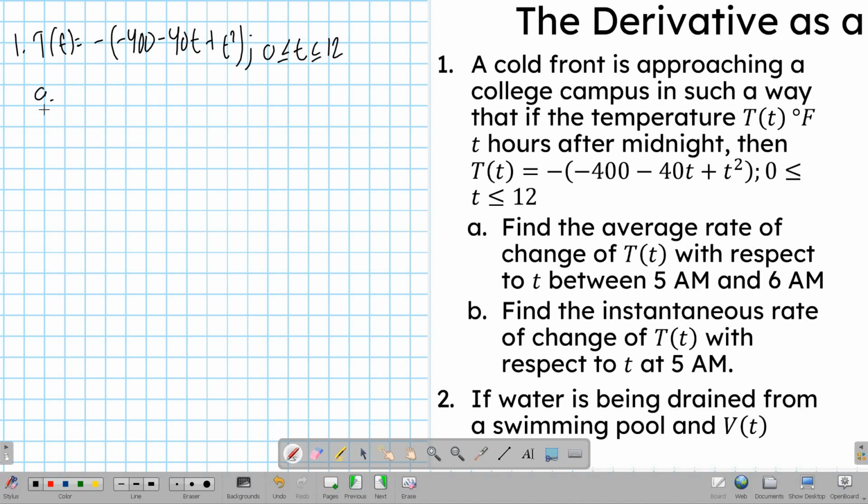So for letter A, we're asked to find the average rate of change of T of t with respect to t between 5 a.m. and 6 a.m. So we're looking for the average rate of change. That would simply be T of 6 a.m. minus T of 5 a.m. over 6 a.m. minus 5 a.m., which is technically 1 hour. Before we do that, we first have to figure out what T of 6 a.m. and T of 5 a.m. are.